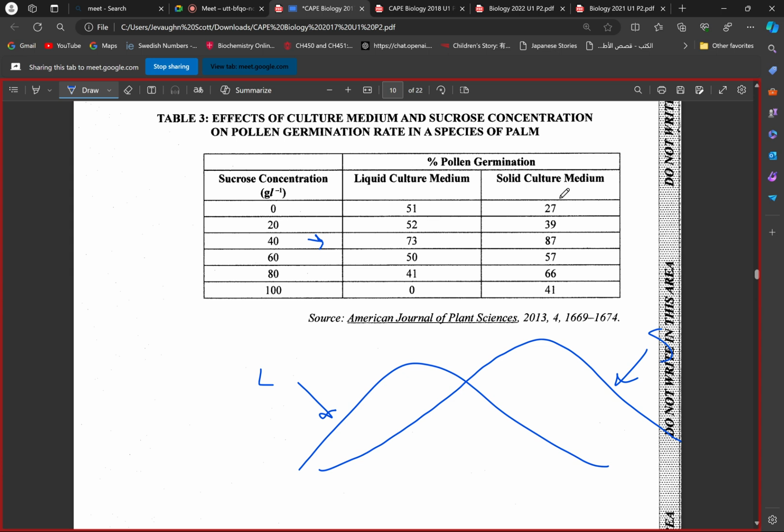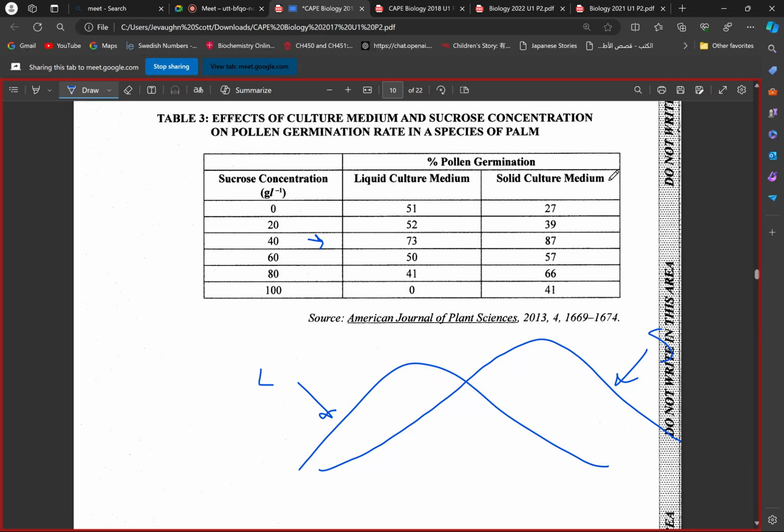The general trend is that the percentage germination increases as the sucrose concentration increases, and then falls off after the maximum point is reached at 40 grams per liter. We could also state that within the solid culture media, the initial percentage of pollen germination seems to be a bit slower than within the liquid media. But overall, the solid culture would produce a higher percentage of pollen germination than the liquid culture media.